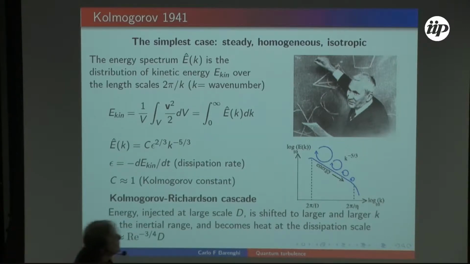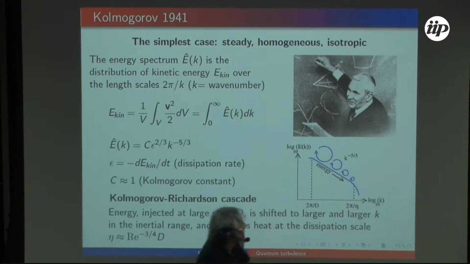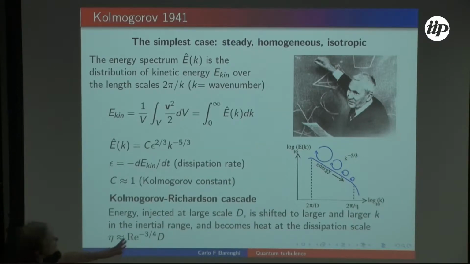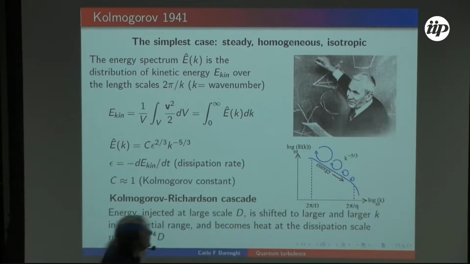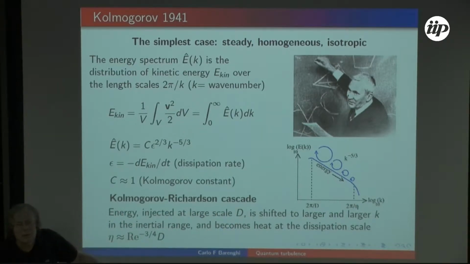So energy comes into the system here and exits there, becoming heat. This is the famous Kolmogorov-Richardson cascade associated with this law. And you can see that if you look at the ratio between the large length scale and the small length scale, it's given by this number, and you see the Reynolds number appearing. So eta divided by capital D.